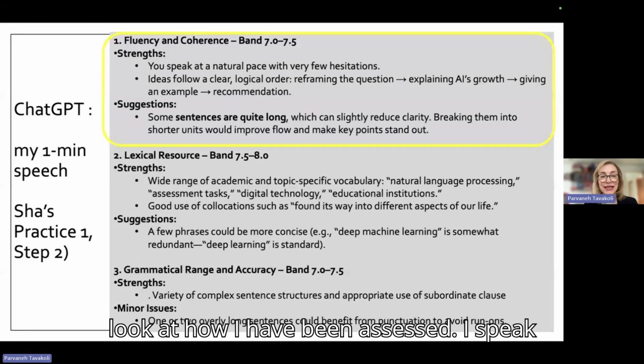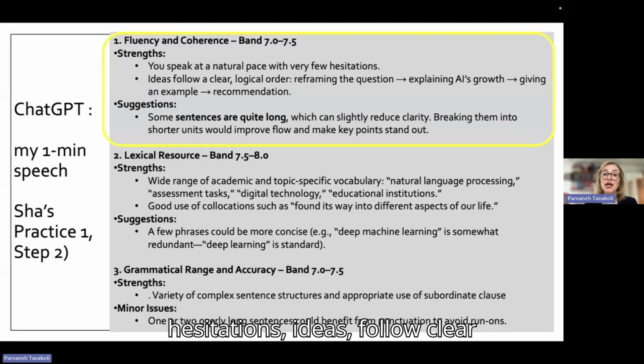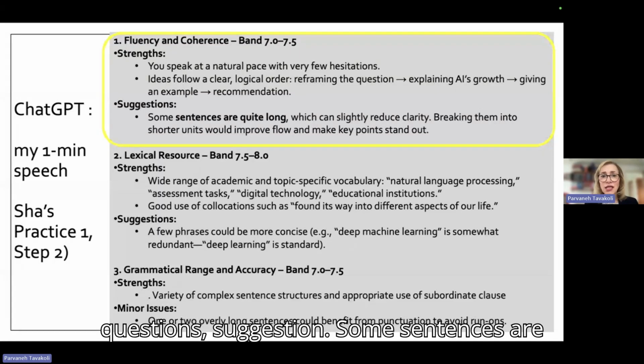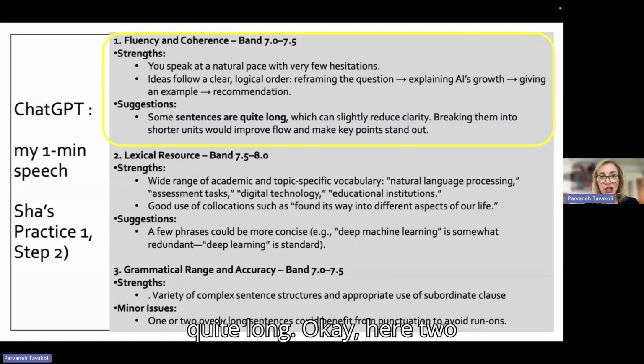Here, I want you to look at how I have been assessed. I speak at a natural pace with very few hesitations. Ideas follow a clear, logical order, reframing questions. Suggestion: some sentences are quite long. Okay, here are 2 points. First of all, you can see that because it is following IELTS rating descriptors, it is assessing my fluency combined with coherence. That's why the first bullet point is about my speed and hesitations, and the second is about my coherence.